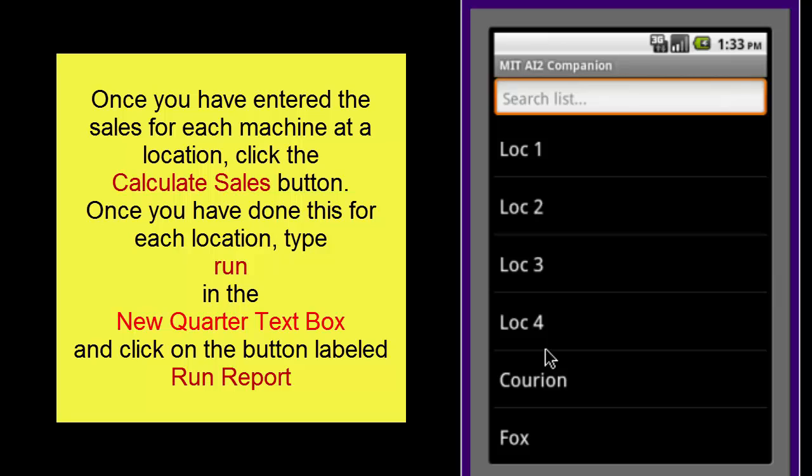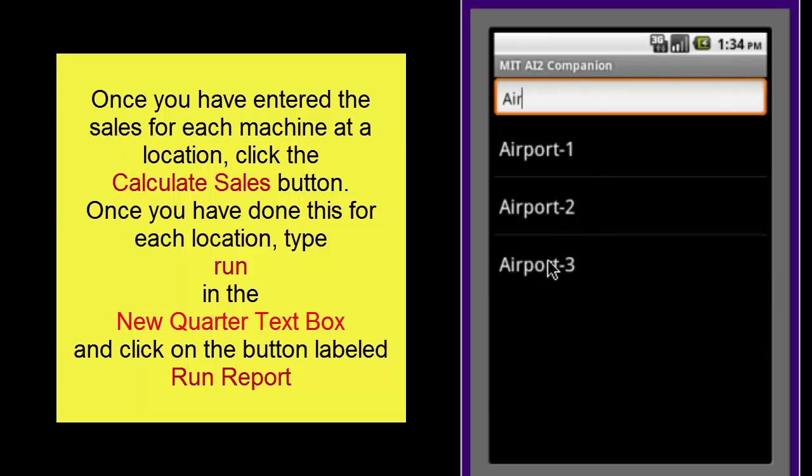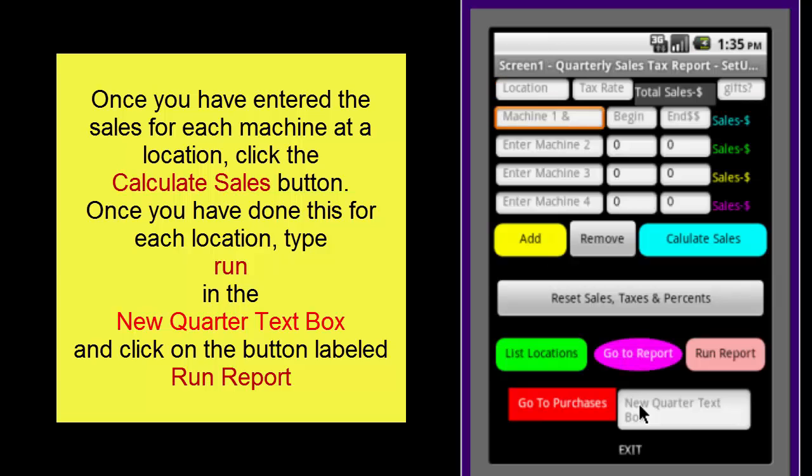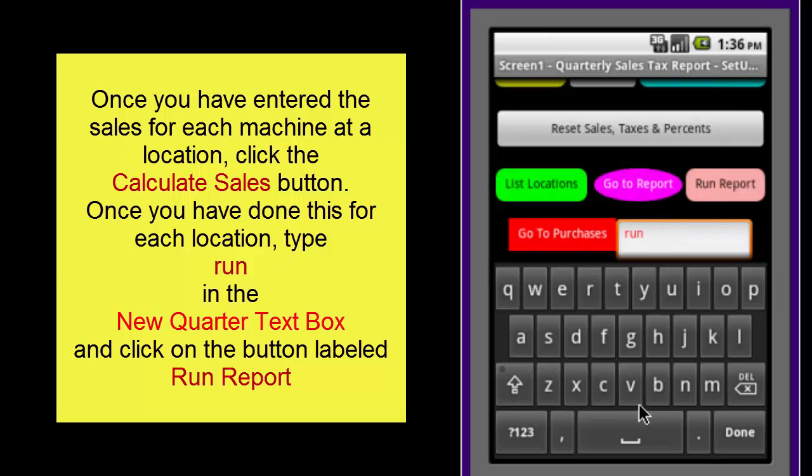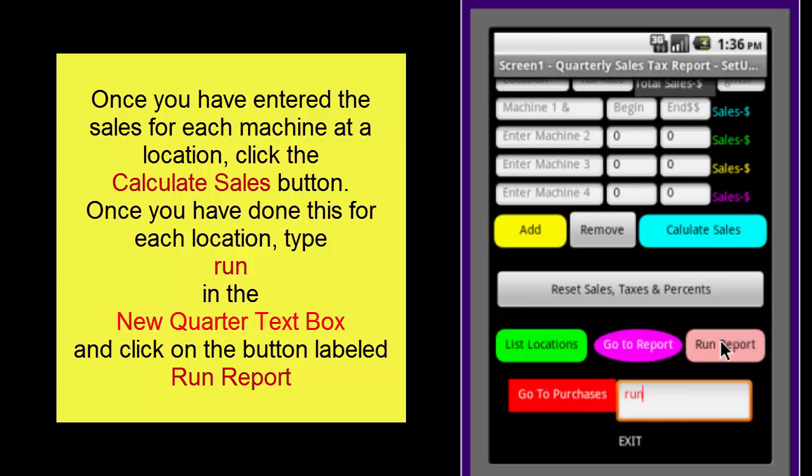Then search for the location you want, and that narrows it down. Then we can just pick Airport 3. Now, I've entered the sales for 10 of our 11 locations, and I type in Run in the New Quarter text box and click on Run Report.